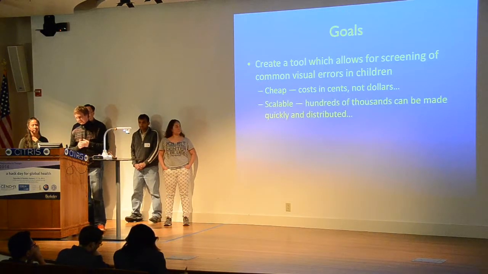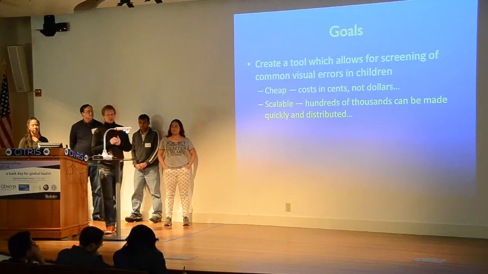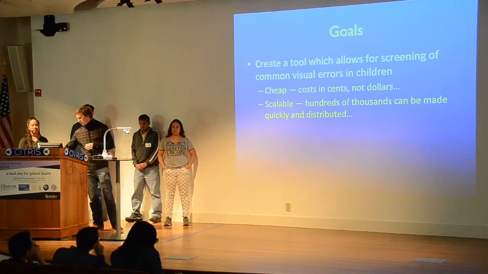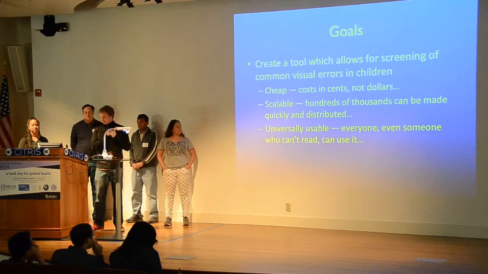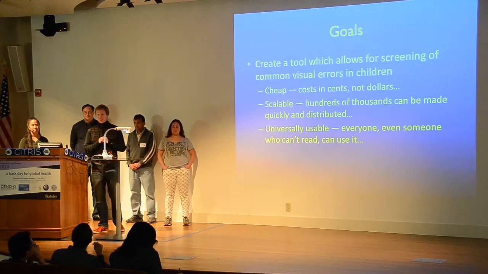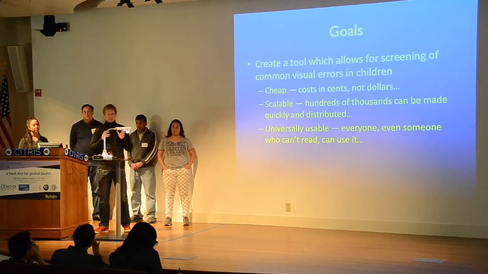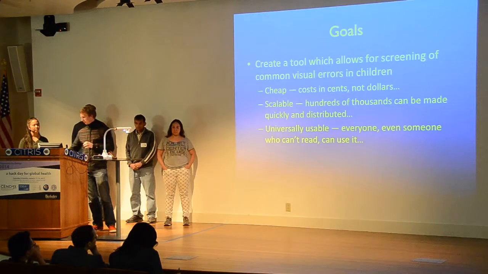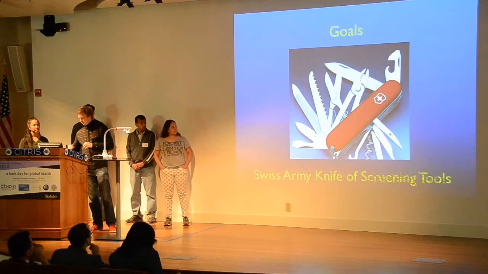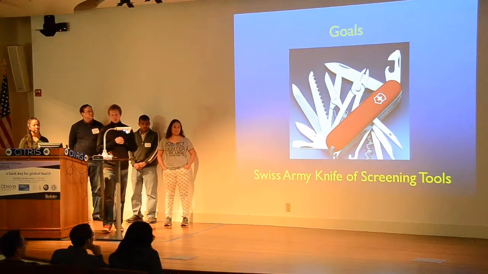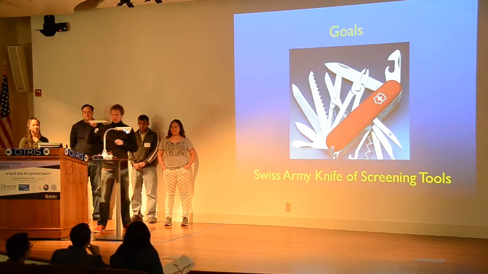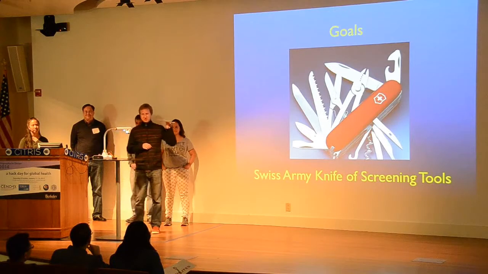Less than 10 cents. It had to be scalable, in other words, that we could develop hundreds of thousands quickly and distribute them. And finally, it had to be universally usable. So everyone, even someone who can't read, could use it. In other words, we would give this to a villager and they would screen their own children. They would screen everyone in that village. In short, we wanted to create a Swiss Army knife of screening tools for ophthalmologic diseases. And here it is. It's thinner than a MacBook Air. It's thinner than a smartphone. It fits in an envelope.